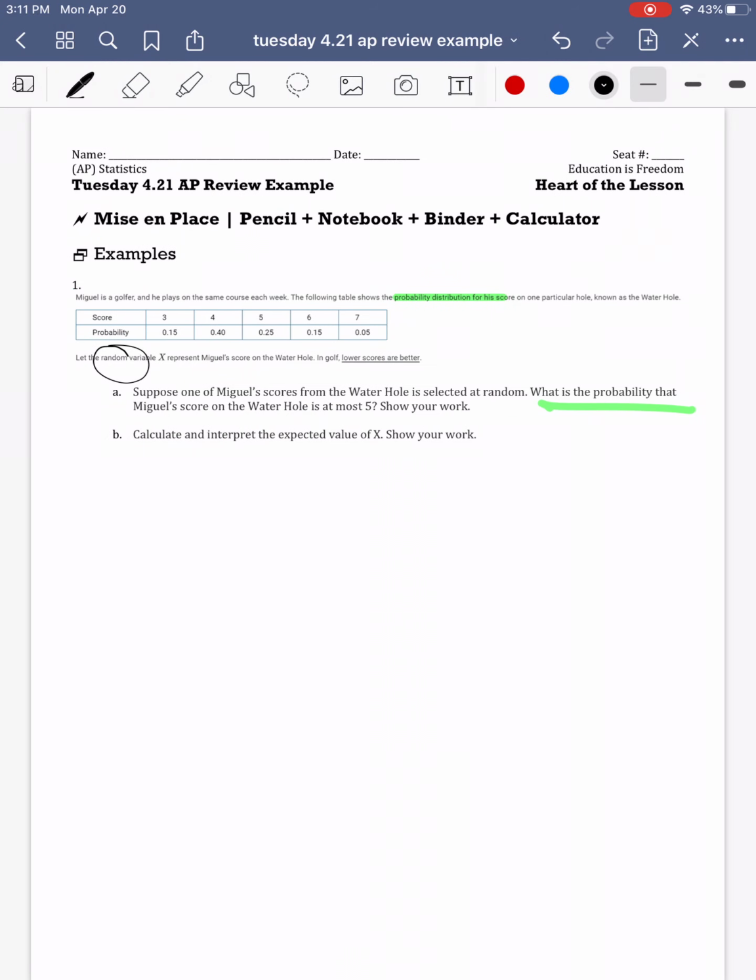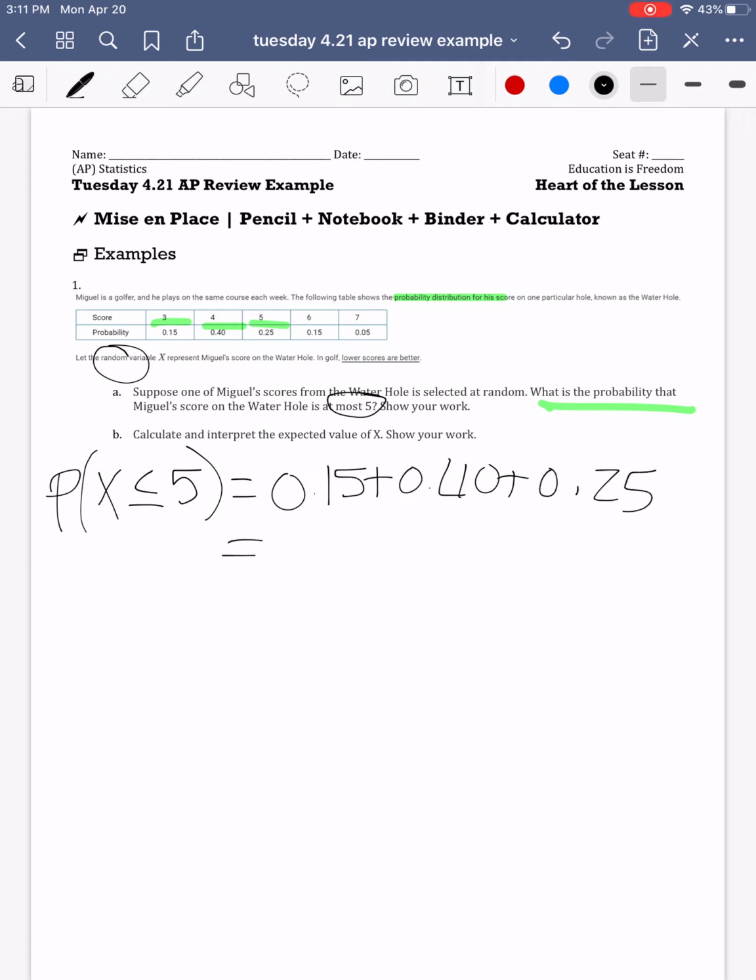So in this problem here, they say, okay, what's the probability we get at most 5? So at most 5 means x is less than or equal to 5. So we look at each of these and we say, okay, what are the ones that correspond to x is less than or equal to 5? Well, here's 5, 4, and 3. So we're just going to add up 0.15 plus 0.40 plus 0.25 to give us a probability of 0.8. So that is all there is for part A.